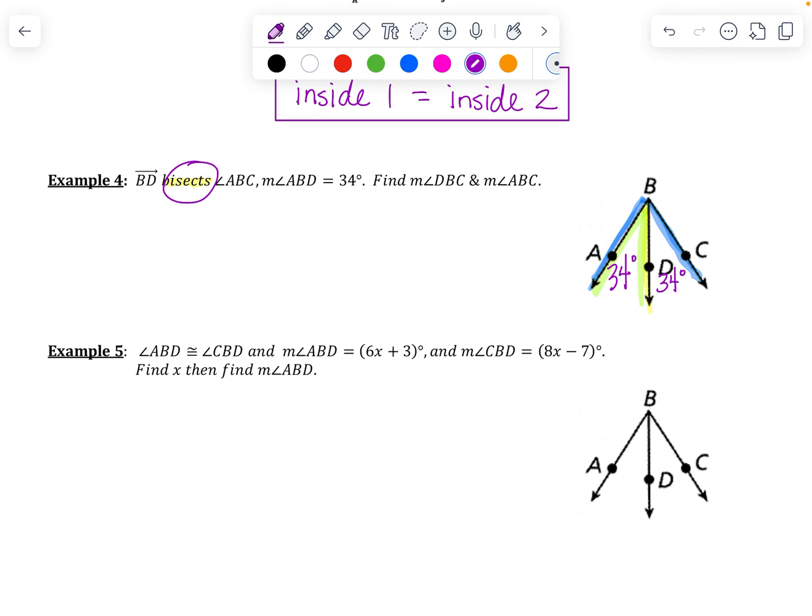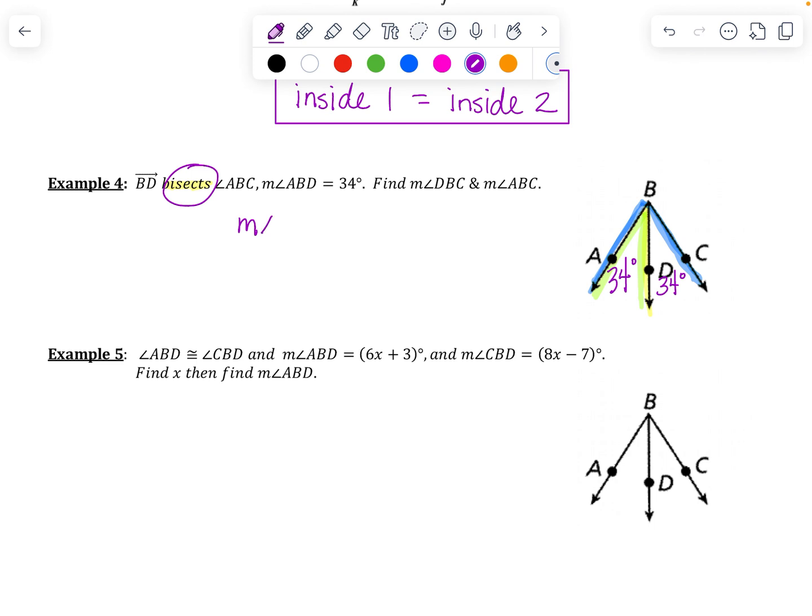So let's see what they're actually asking for. They're asking for the measure of DBC. DBC, trace it, is one of those smaller inside angles. It's the one I just put the 34 on. So the measure of angle DBC is also 34 degrees.